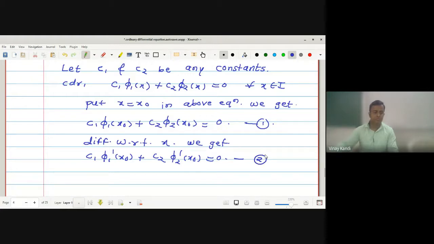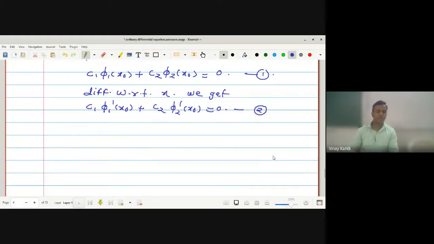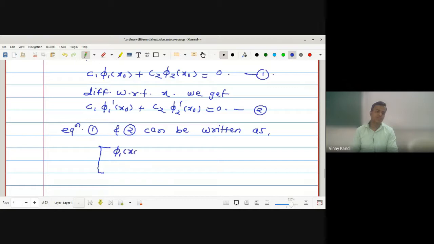So equations 1 and 2 can be written in the matrix form. Here phi1 of x naught and phi2 of x naught, and here phi1 dash of x naught and phi2 dash of x naught, and it is C1, C2. This is the column vector, which is equal to 0 and 0.